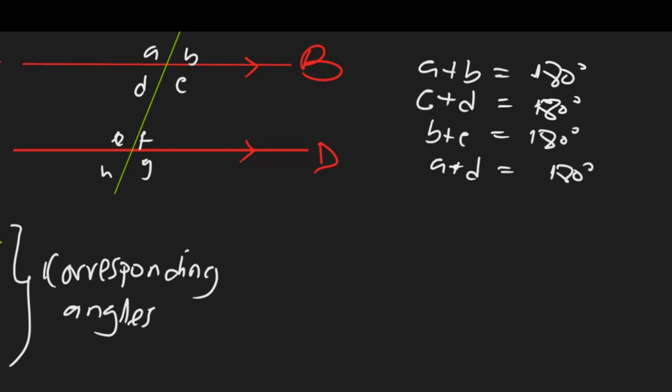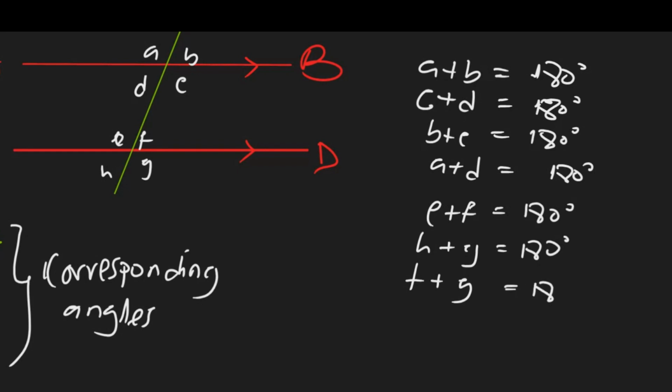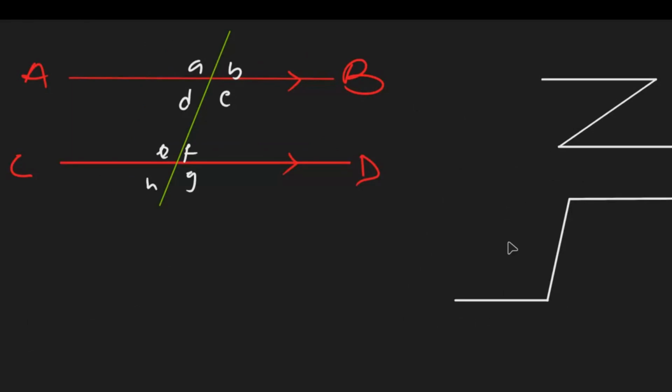There are many. When it comes to this side, we have E plus F equal to 180 degrees. H plus J equal to 180 degrees. F plus J equal to 180 degrees. E plus H equal to 180 degrees. So all these are straight line angles. So let's see our next property of parallel lines.